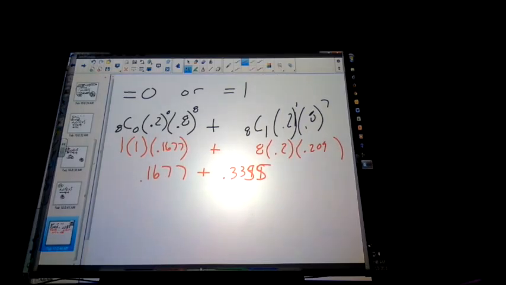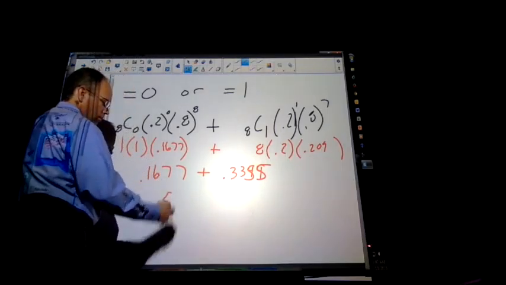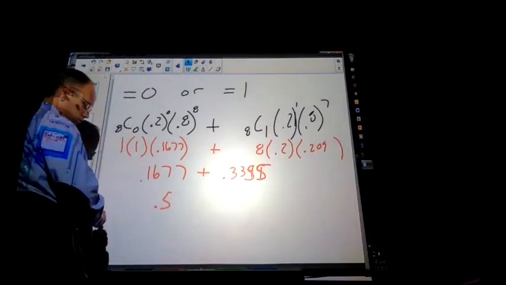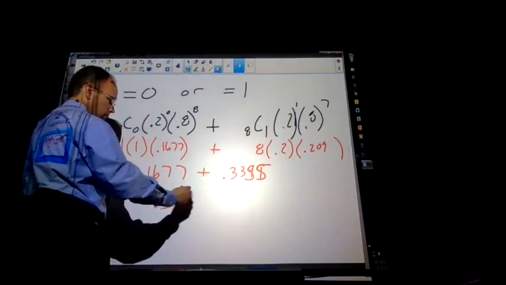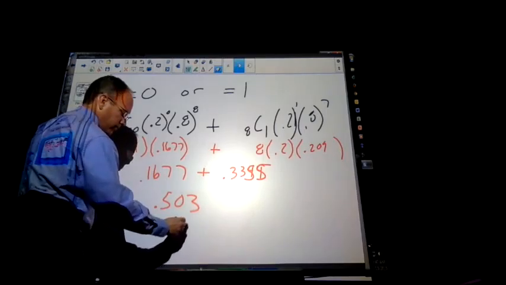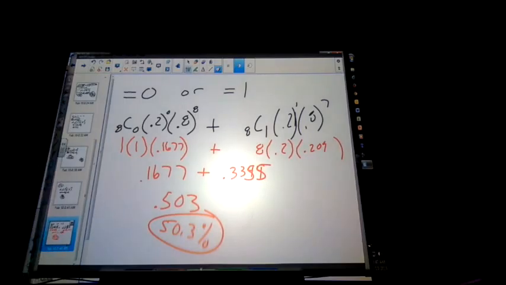Okay, help me out. Add those together. 0.503. Whoa. Where'd it go? Yeah, a little bit better than 50% chance of getting 0 or 1 right. Huh. Wow.